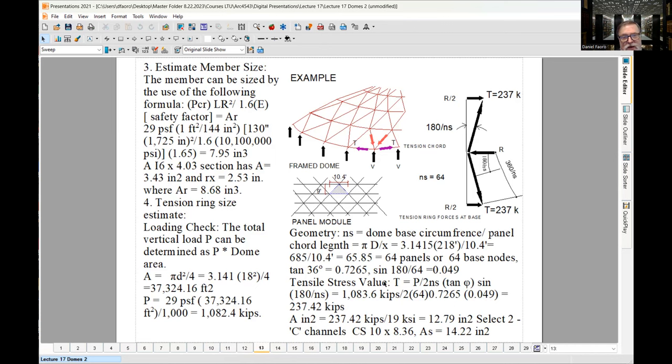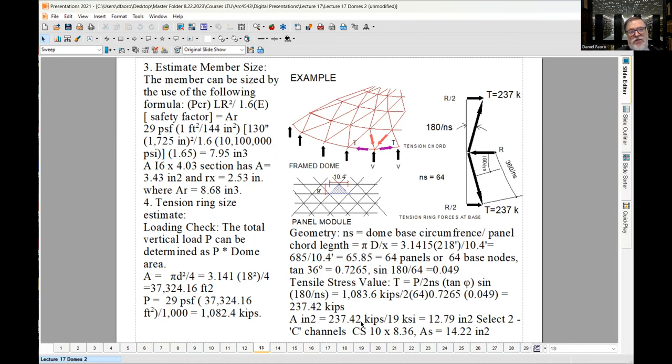Our tensile stress value here, T, is P divided by 2 N sub S tangent phi, sine 180 divided by N sub S. We get tensile stress value coming down from up above, 237.42 kips. That's this one.